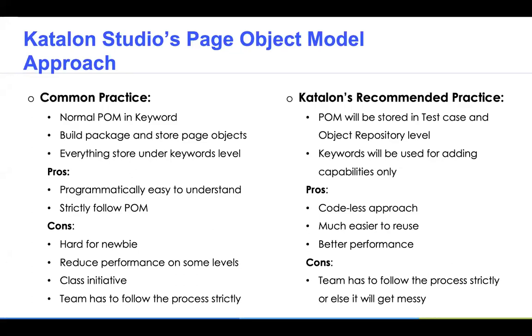Basically, the page object model is stored at the test case and object repository level, and the keyword is just used for adding capability only. With this approach, it actually helps you have a codeless approach, and it's much easier to use with better performance. But there are always disadvantages, and this one is that your team has to follow this process as strictly as the common page object model practice out there, because if you don't, your project will get messy really soon. Okay, so let me elaborate on what I have just told you.